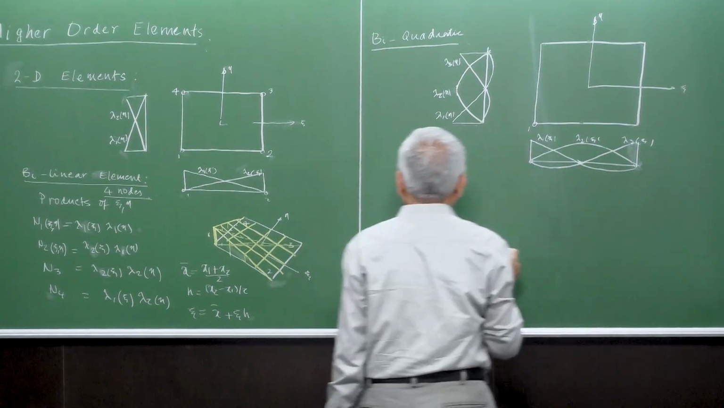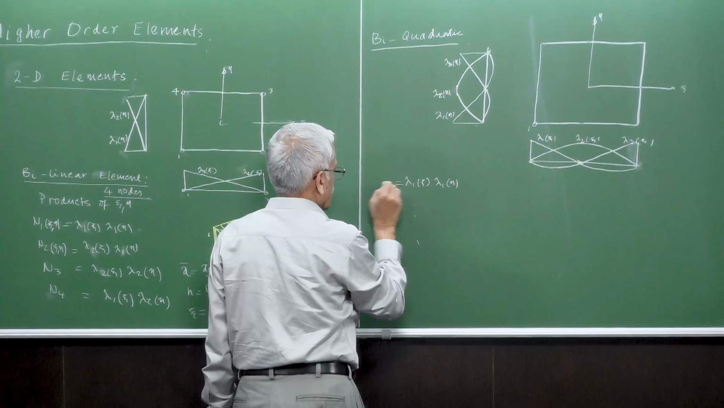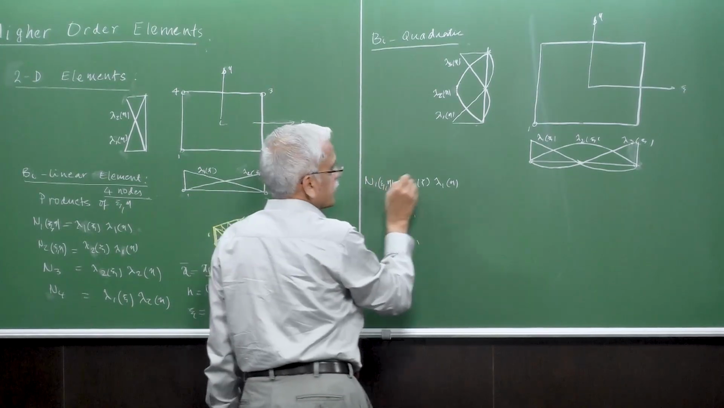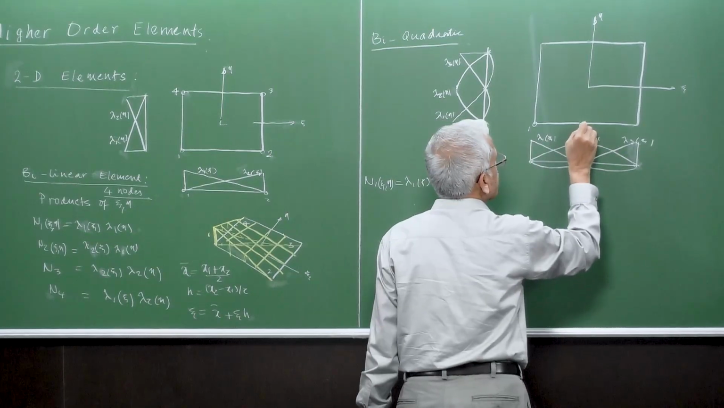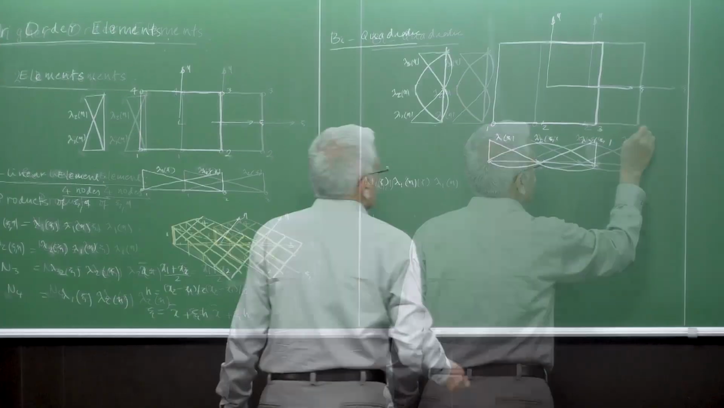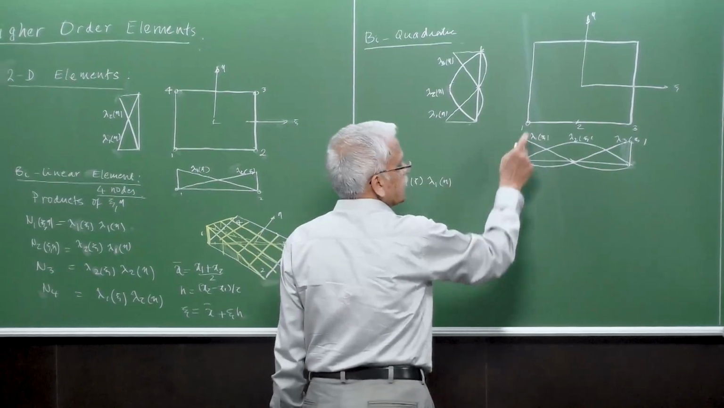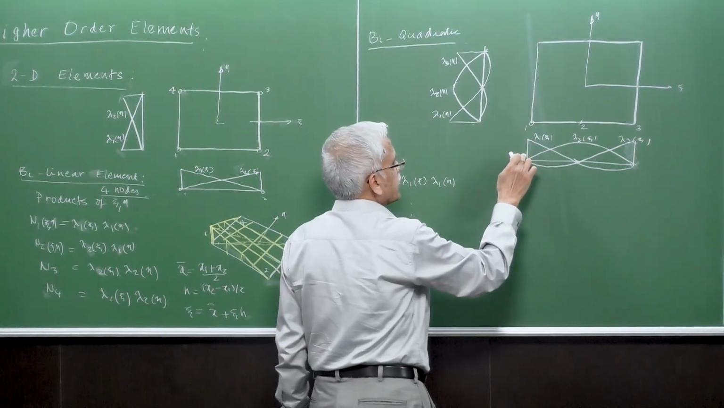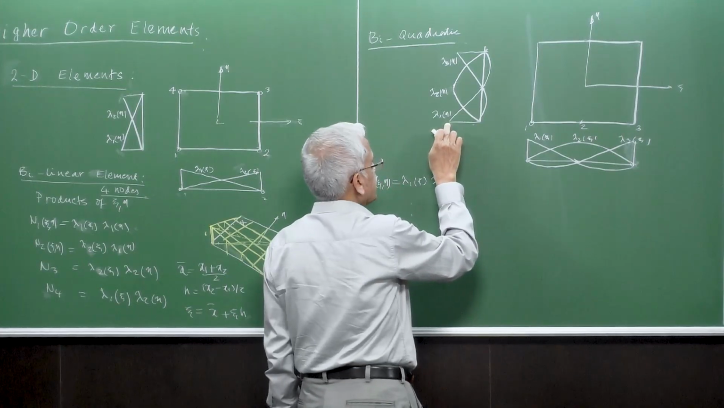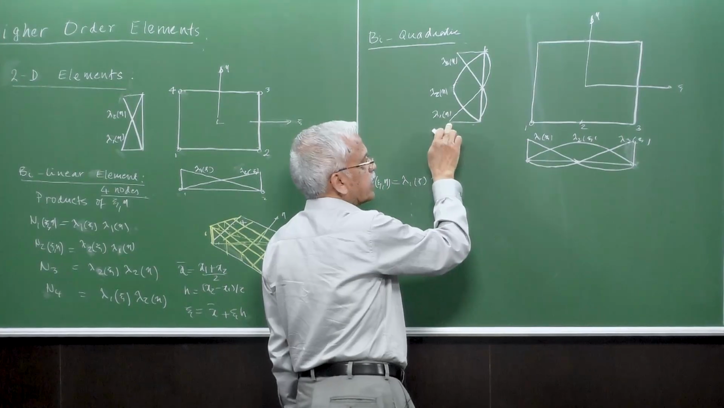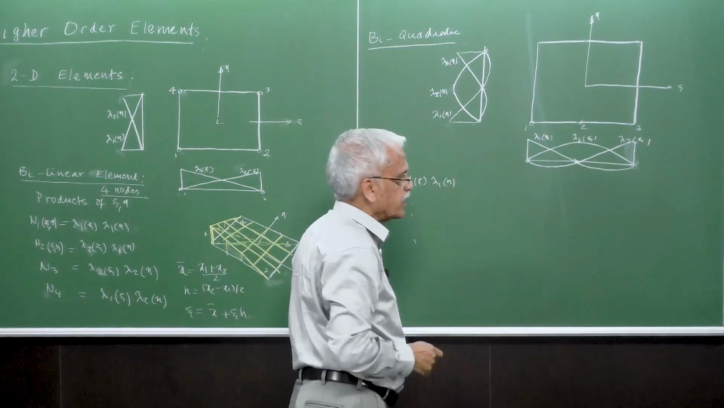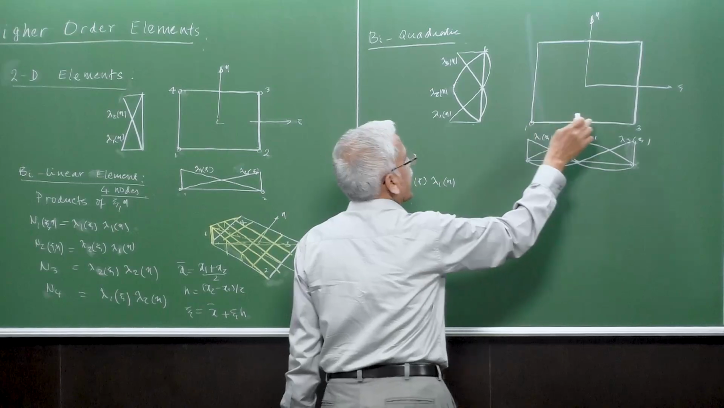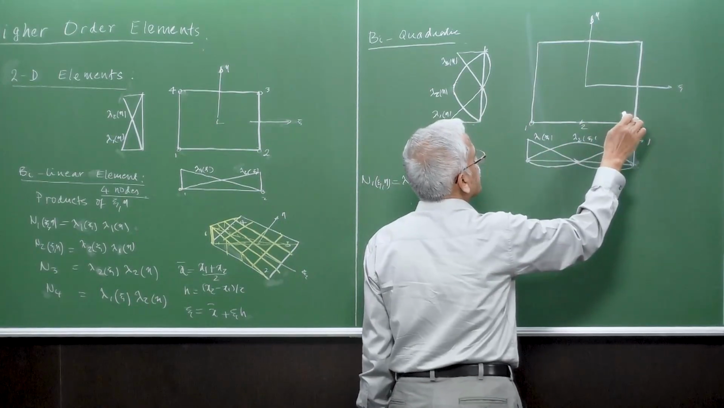So this corresponds to N1 xi eta. This is node 1. So this corresponds to this node. It has a lambda 1 like this, node 1 here. And similarly lambda 1, so it has a value of 1 here. So this is the location where both are 1. And it becomes 0 here and 0 also here.